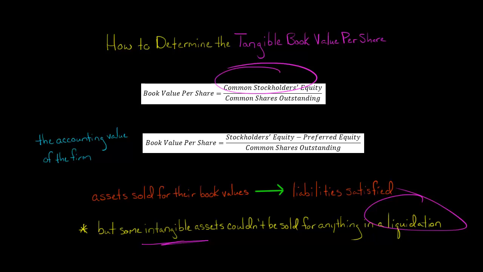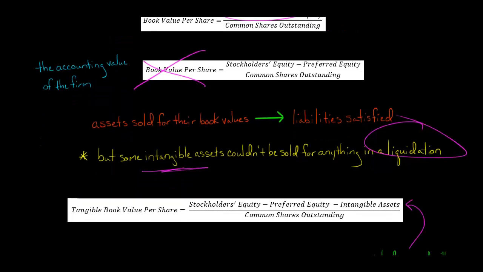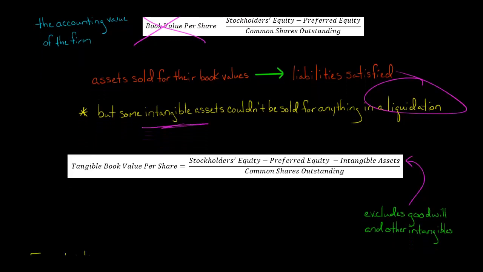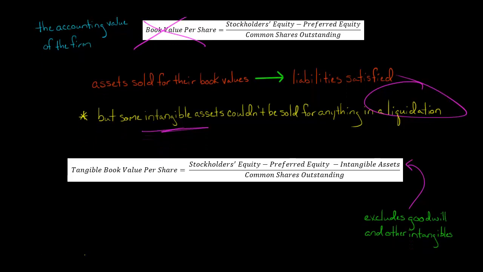So for that reason, some people say, you know what, actually we shouldn't focus on book value per share. We should instead look at tangible book value per share. Tangible book value per share is the same thing except in the numerator, you're subtracting intangible assets. So you've got net assets minus intangible assets minus preferred equity divided by common shares outstanding. So you're excluding goodwill, you're excluding other intangible assets.